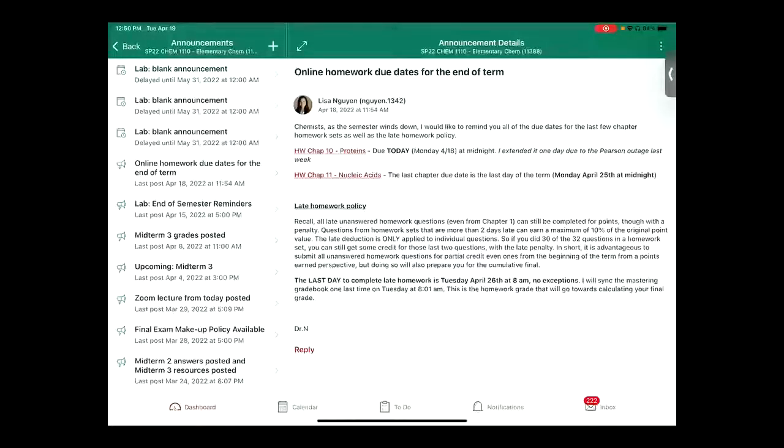So I have the deadline for late homework Tuesday at 8 a.m. So that's the last, basically whatever your grade book in Pearson says at that moment is the homework grade that you will get that will be synced into the grade book for calculating your final grade. All right, any questions about that?